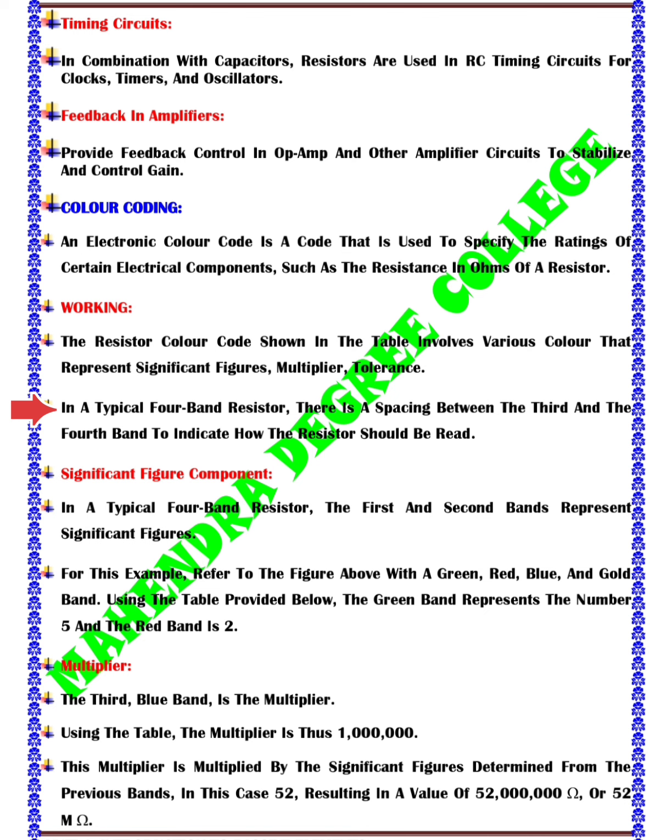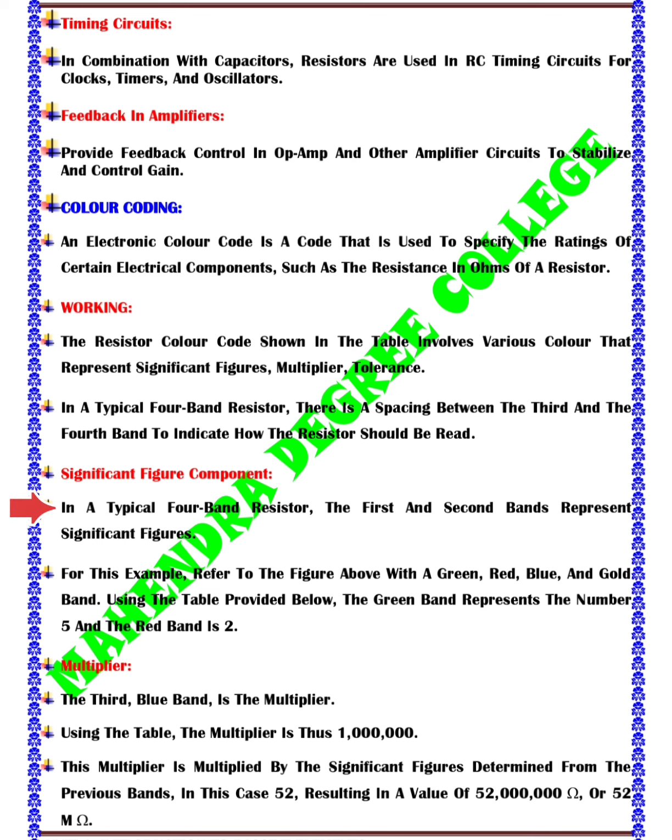The third band indicates the multiplier, for example how many zeros to add, and the fourth band specifies the tolerance, the allowed variation in the resistance value. Next, we discuss the significant figure component. Significant figures means the first two bands.